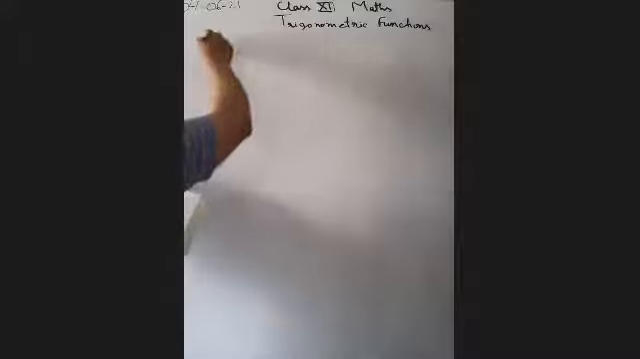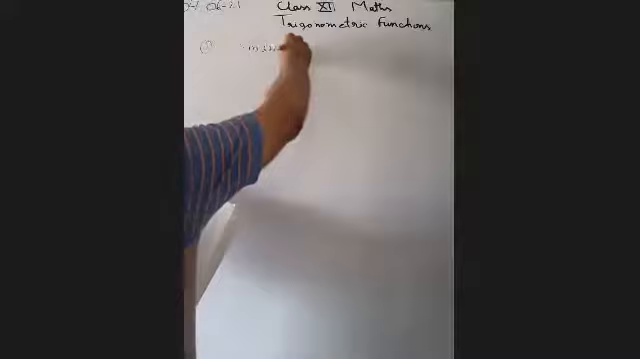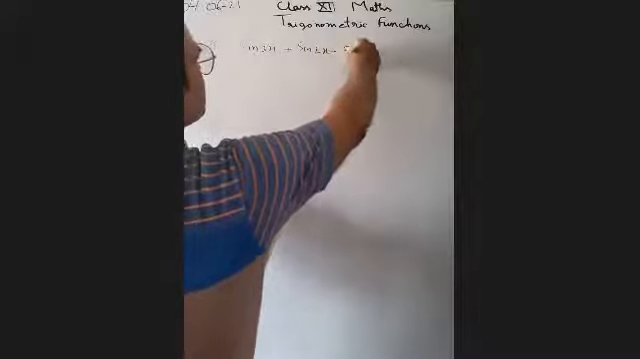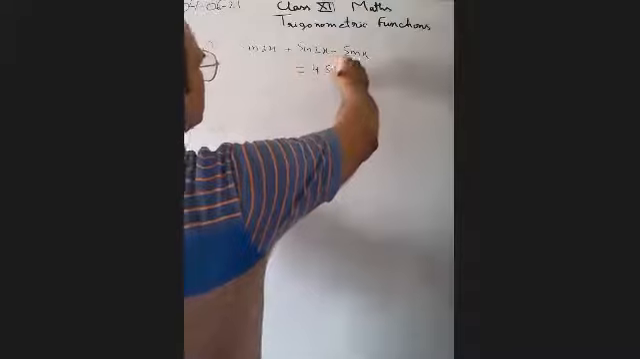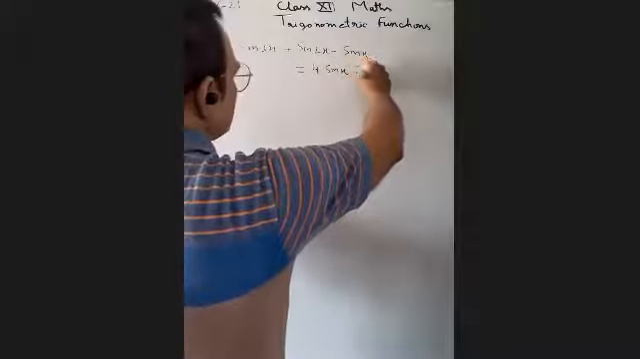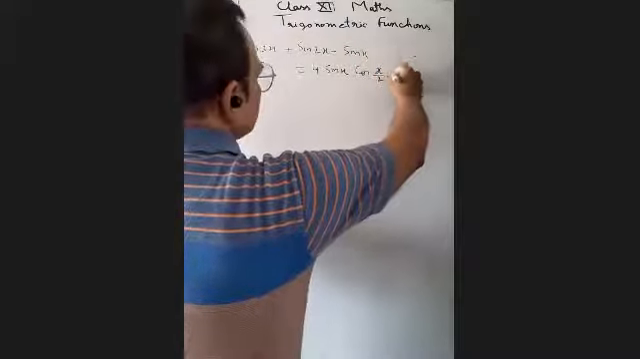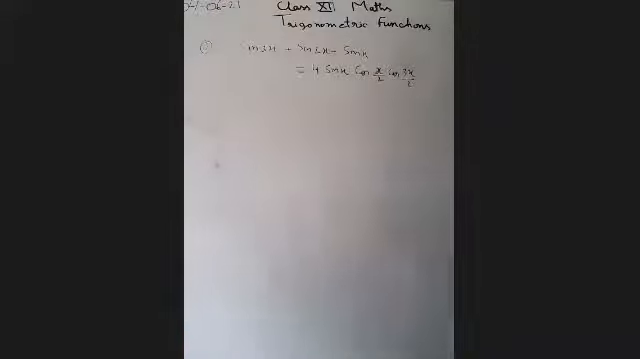Look, the next question is question 7th. sin 3x plus sin 2x minus sin x is equal to, we have to prove, 4 sin x cos x by 2 cos 3x by 2. Okay, we have to prove this one.